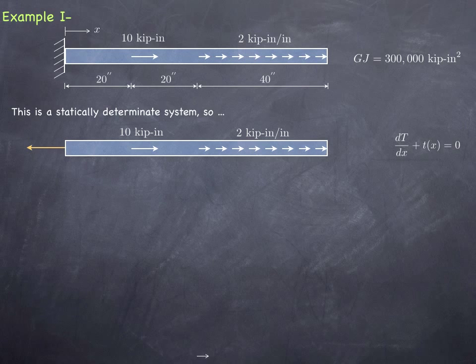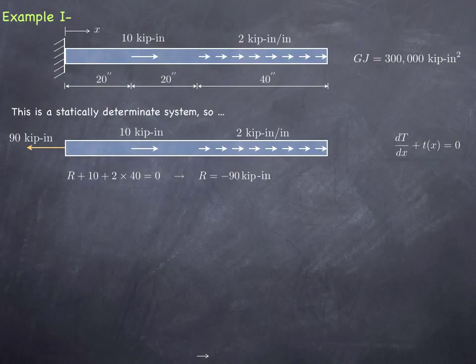which is this yellow arrow, and that is simply going to be R, that reaction that is unknown, plus 10, plus 2 times 40, which is the length along which that uniform torque acts, equals 0. From that, I find out that R is minus 90 kip inches, which means that it is 90 kip inches directed to the left. So that is an equilibrium. That is a free body diagram that is in perfect equilibrium if you see it.